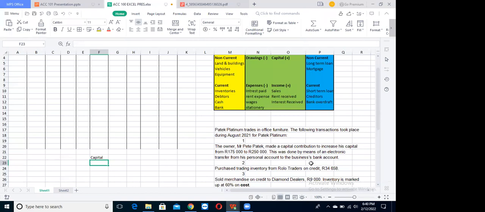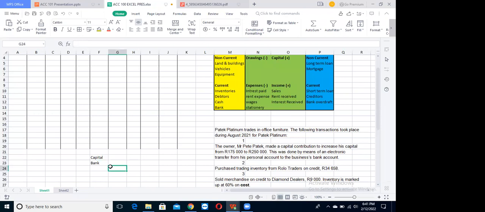Where is the money going? This was done by means of an electronic transfer from his personal account to the business's bank account, which means that if you are going to look for the money right now, it is sitting in the business's bank account. So the other account automatically becomes the bank account. That's the first step of identifying the two accounts.